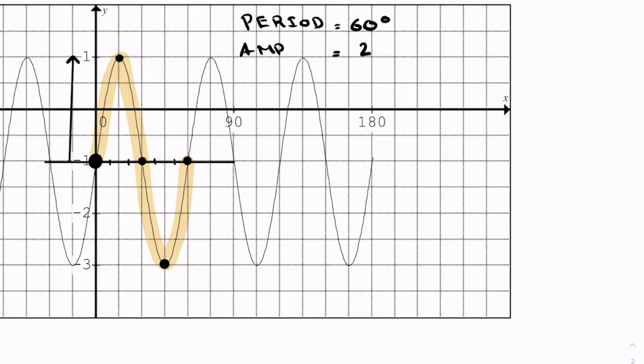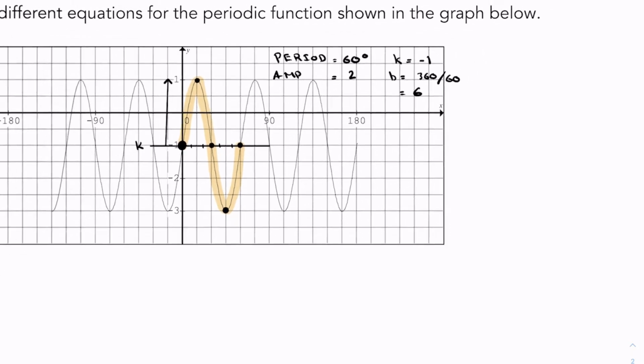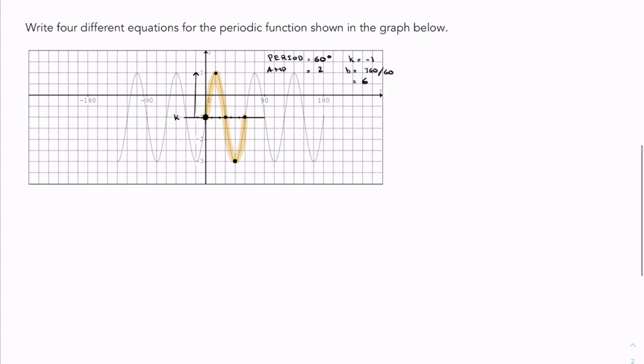What else do we have? Phase shift, we're going to leave. The k value, or the equation of the axis, that's going to be over here. So -1, in other words, our graph, whatever it is, is shifted down 1 unit. And our b-value is going to be 360 divided by 60, which gives us 6. Okay, so we are ready to fill in some of the information that we need for our equation.